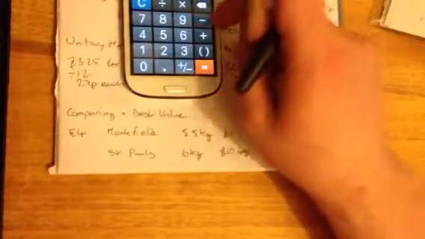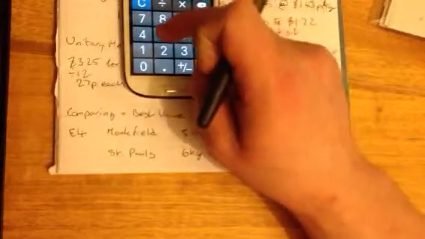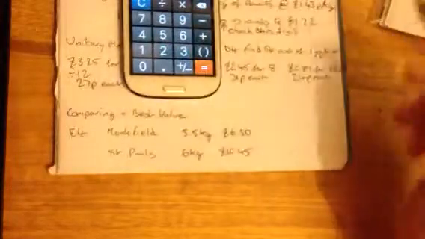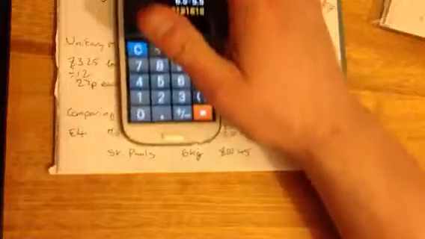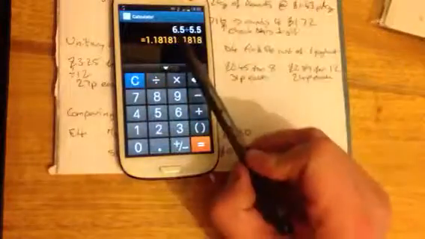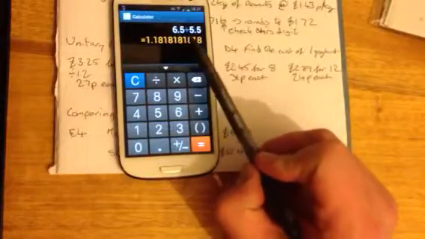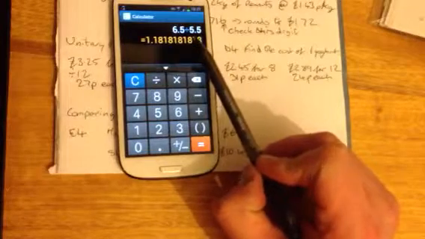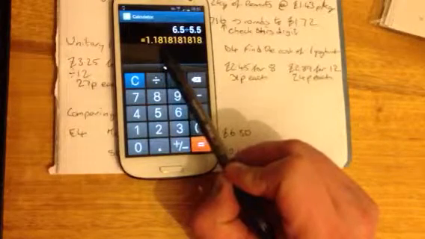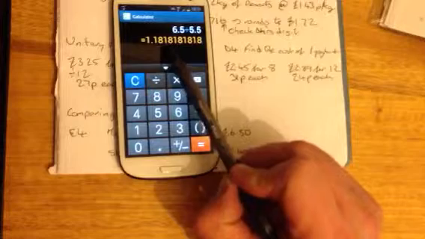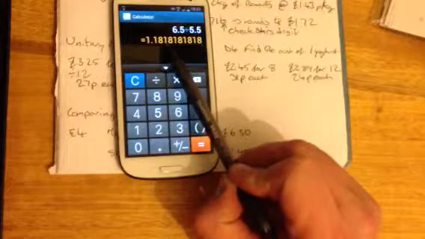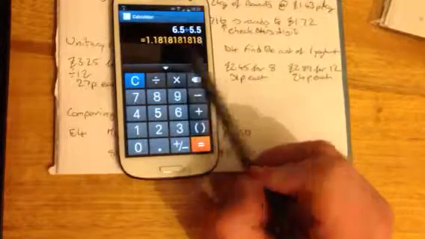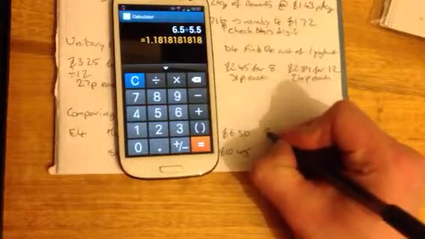So 6.5 divided by 5.5 tells us that it is, sorry you can't see that, so £6.50 the price, divided by the number of kilos. Tells us that it's £1.18. Remember, this third digit is how we round. That's a 1, so we're going to round down. £1.18 per kilo.